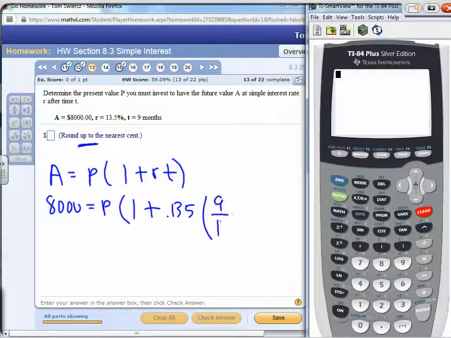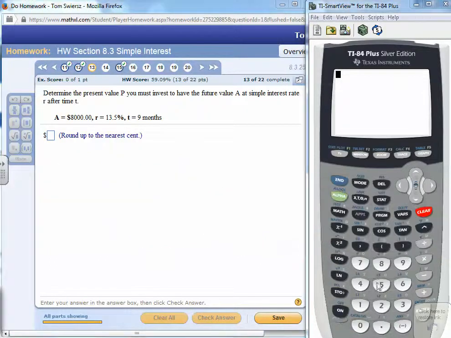And the time is 9/12, since it's 9 months. Now, we can take 1 plus 0.135 times 9 divided by 12 and get one number. So we'll do that on our calculator: 1 plus 0.135 times the amount of time, which was 9 divided by 12, and we get 1.10125.